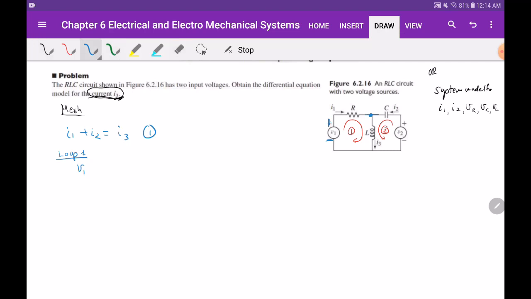So let me erase this. You have V1 equals, now that's the gain. This is the gain. Equals, now the drop is R times I1 plus L times di3 over dt.